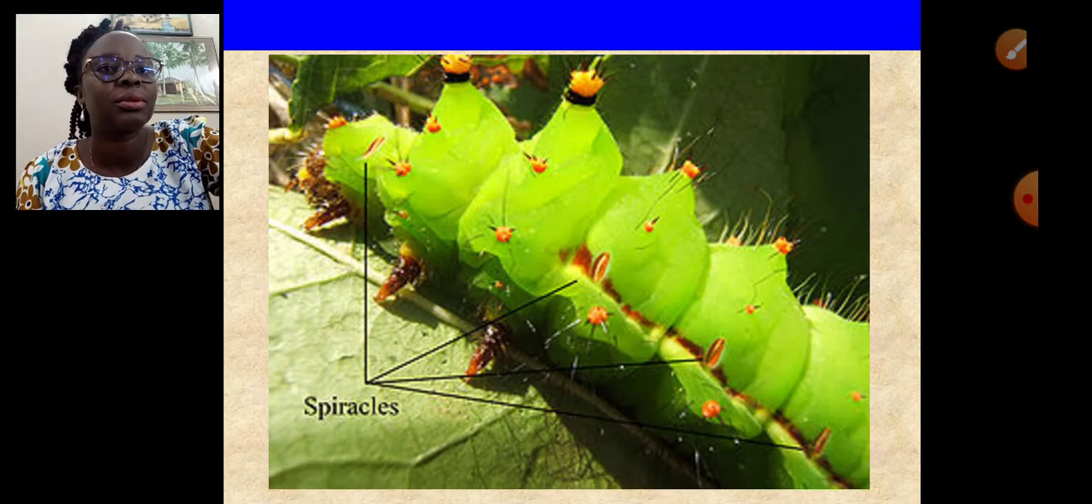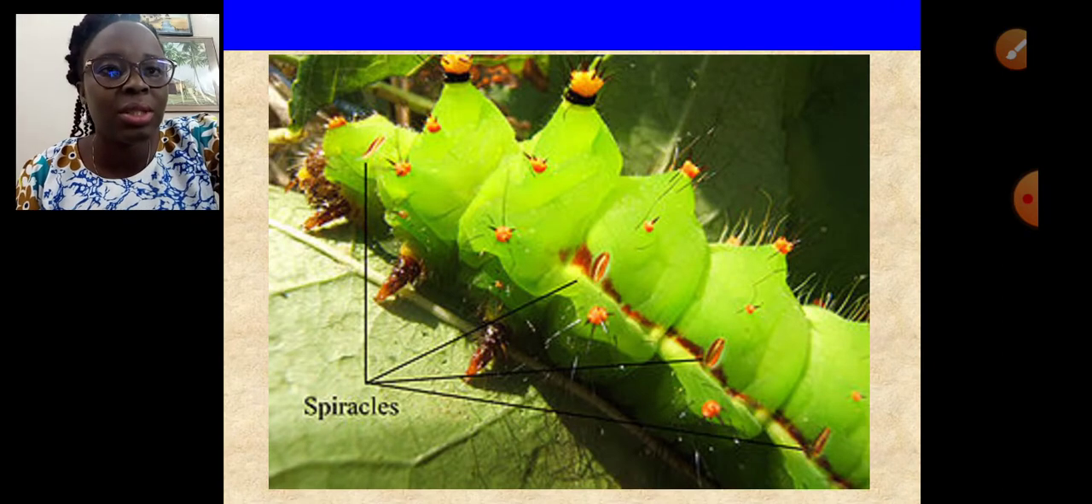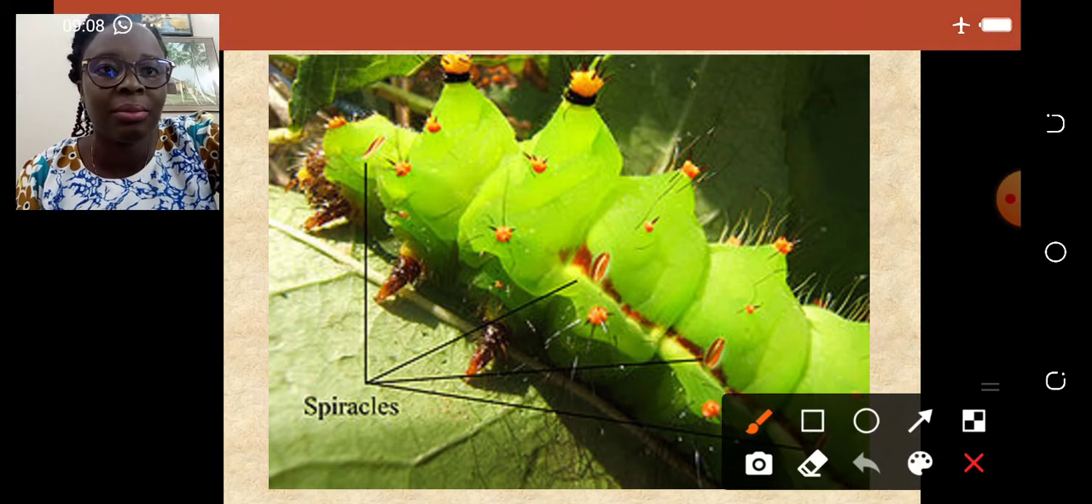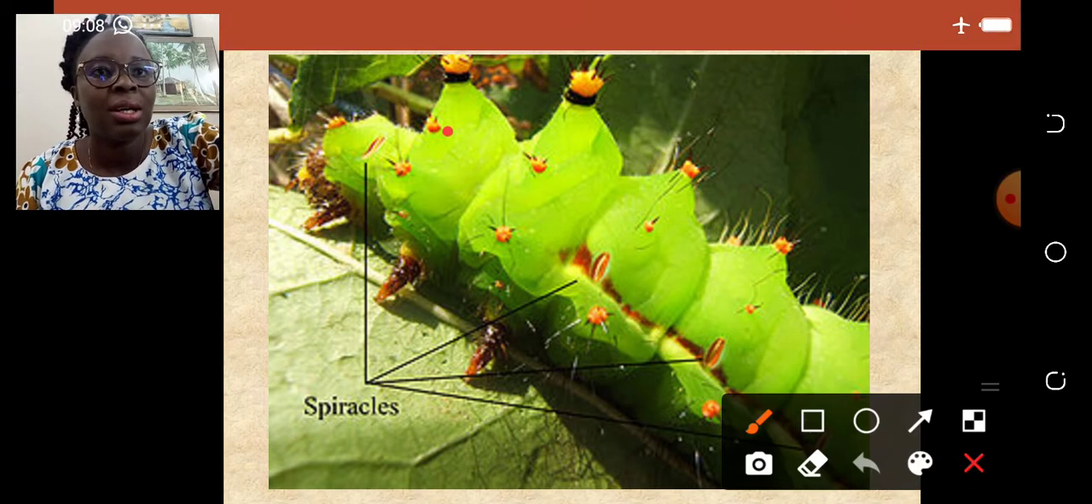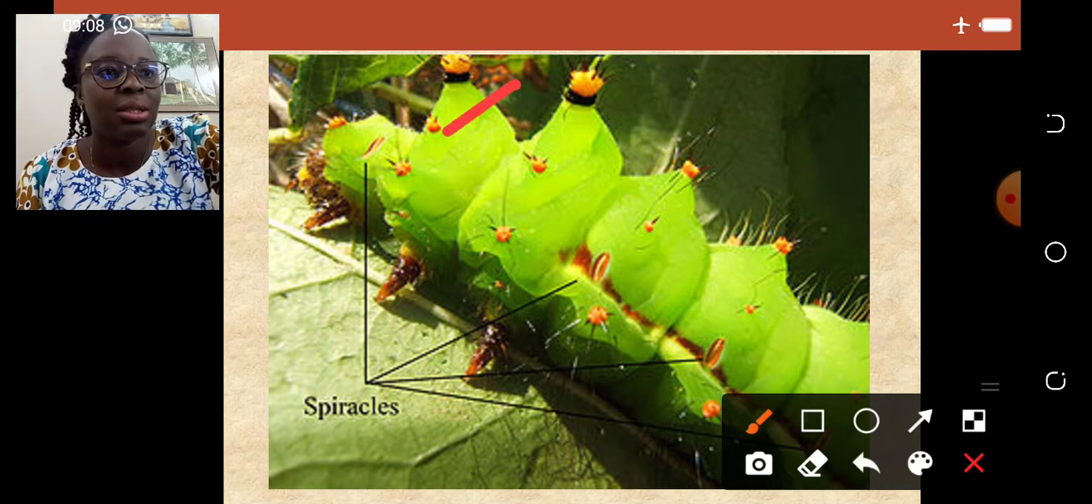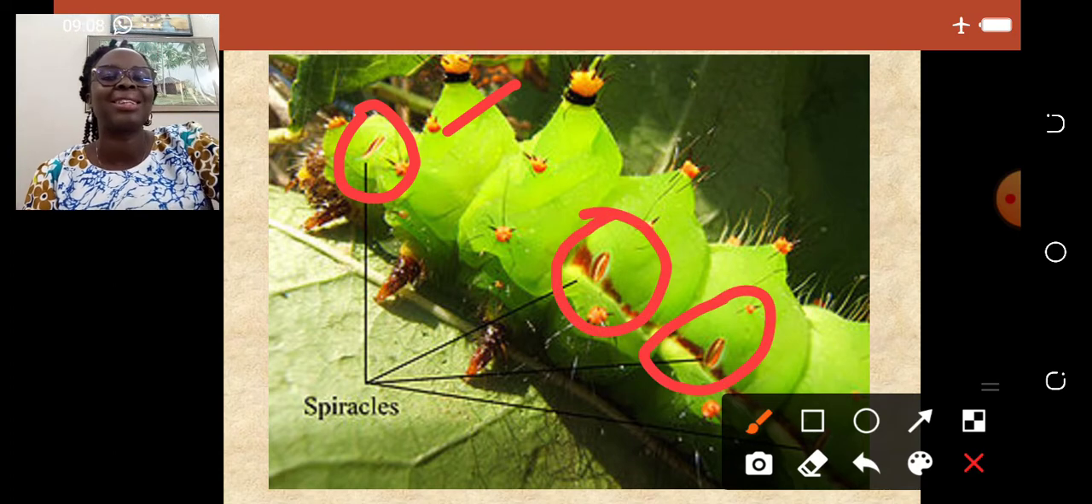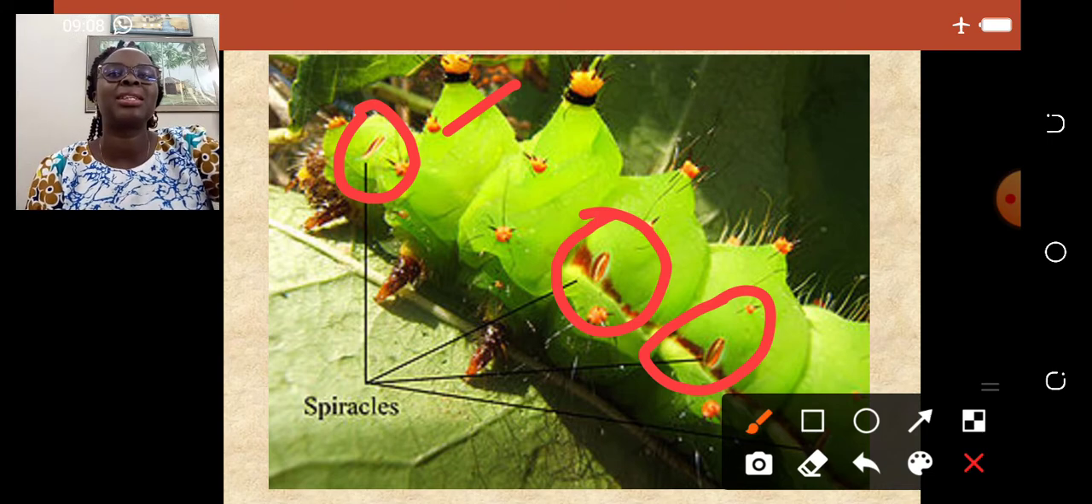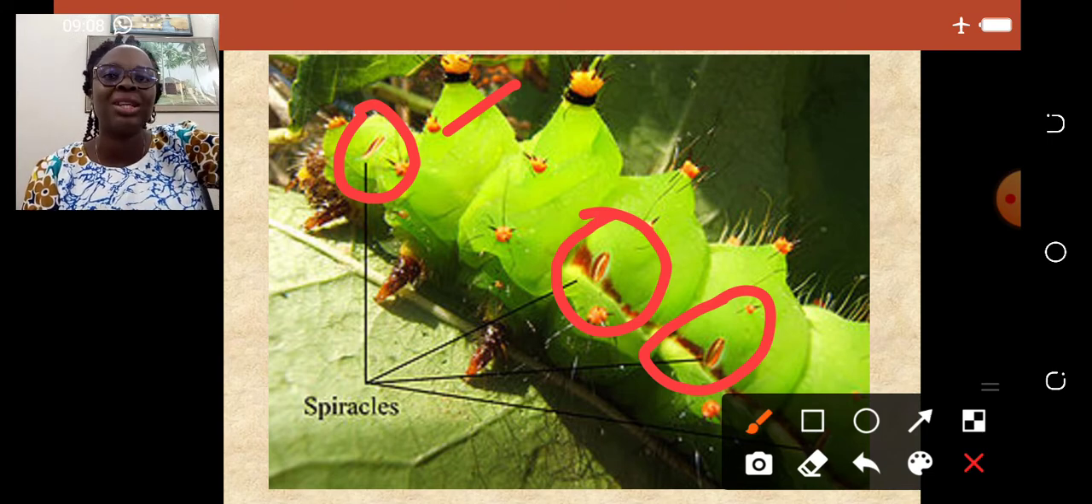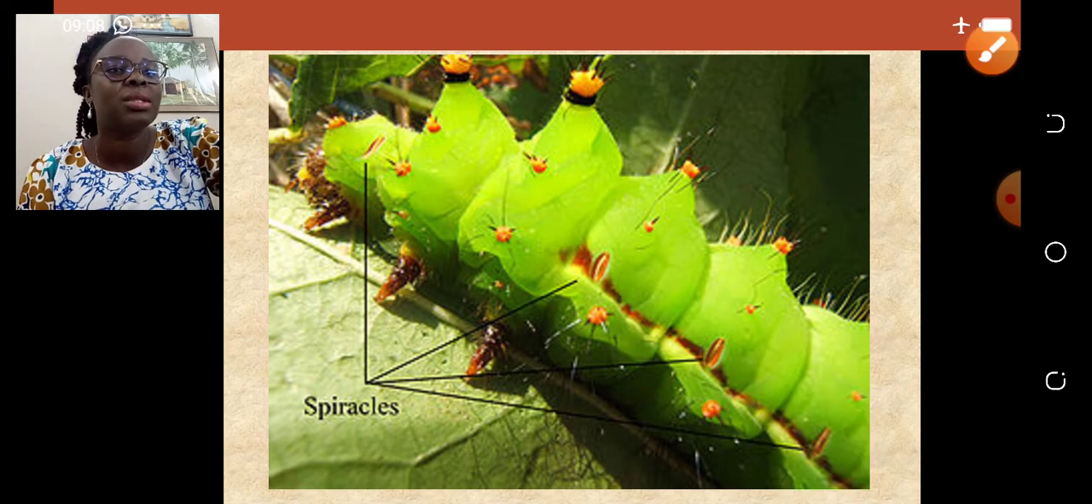All right, if we look closely, those are the spiracles. This is just an example of an insect. We can see the spiracle. This is a spiracle here. This is another one here. This is another one here. So at that point, that's the opening into the tracheal system.